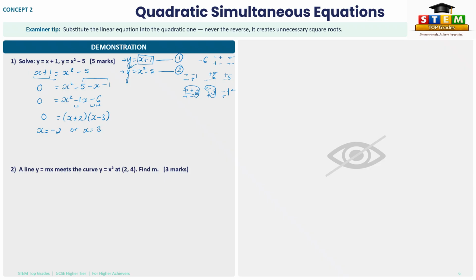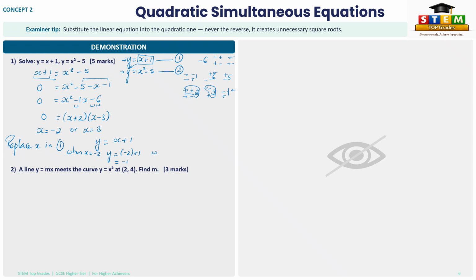Now, this only solves half of the problem because we also need to find the corresponding values for y. Which equation are we going to pick, equation 1 or equation 2? Equation 1 is the easier one to use. So we're going to replace x in equation 1. Equation 1 is y is equal to x plus 1. When x equals minus 2, y is minus 2 plus 1, which is minus 1.